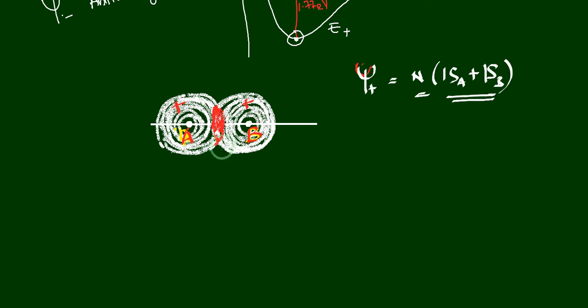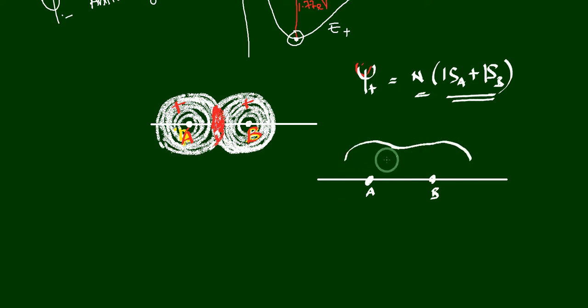Now you can look at the symmetry of this molecular orbital. If you are drawing the molecular orbital here, it will be something like this. We can draw it just like this. The point A is here, and here is point B, and the electron density in the middle will be very high because of the addition of the orbitals.